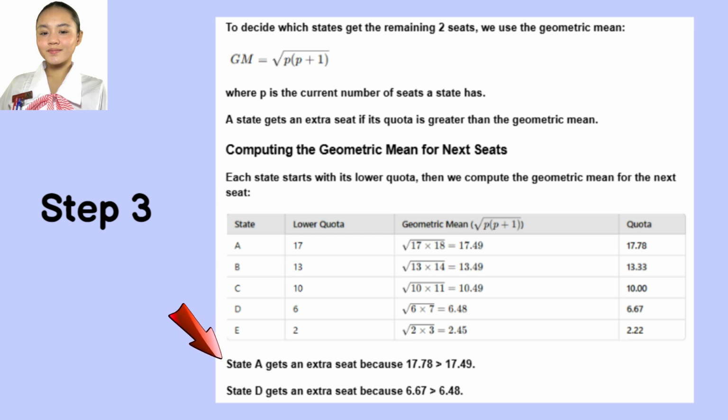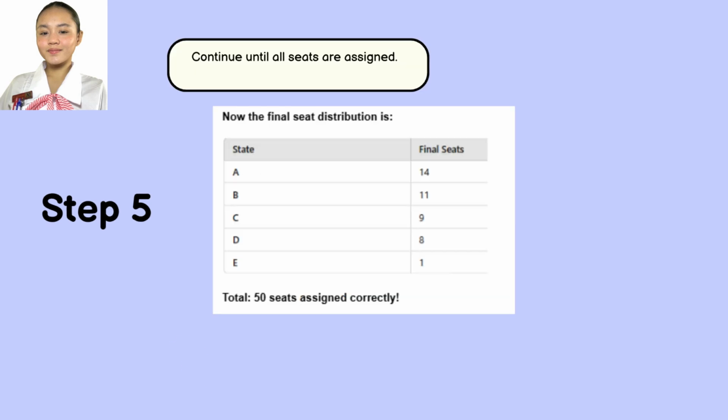State A gets an extra seat because 17.78 is greater than 17.49. State D gets an extra seat because 6.67 is greater than 6.48. Final step is seat allocation.